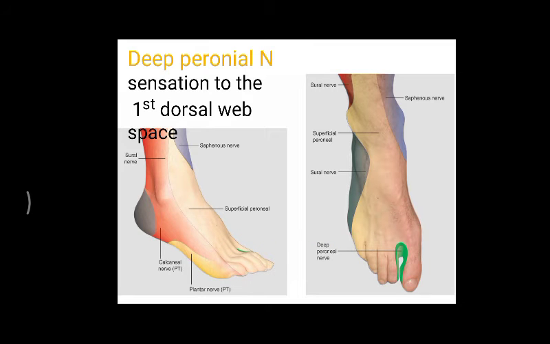The deep peroneal nerve. This is important, guys. Its supply is the first dorsal web space. The green part here we can see between the big toe and the second toe.